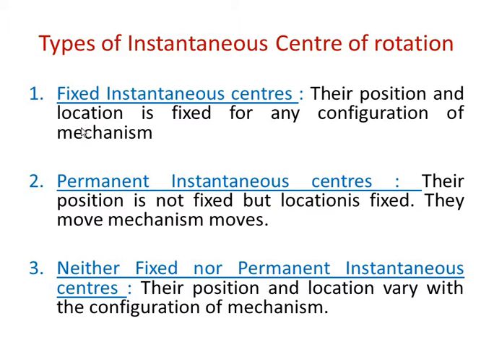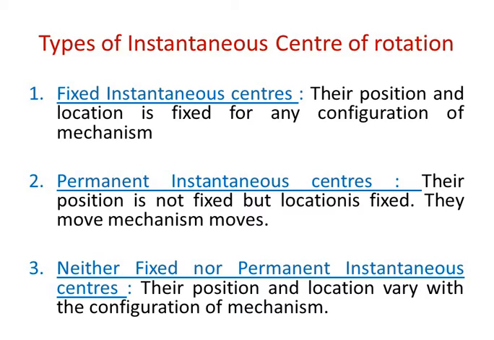In first case, in fixed instantaneous centers, these are fixed at the point. Like suppose an ICR is located at any fixed link, then the location of that ICR will be fixed and its position in space is also fixed. So if the mechanism moves, then also this fixed instantaneous center will not move. In second case, for permanent instantaneous center, its position is not fixed but its location is fixed.